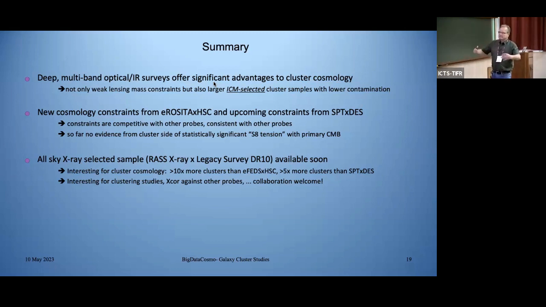And the eROSITA sample itself, we hear that the cosmology analysis is proceeding rapidly now, should be much, much more constraining than what I've shown you with just this test sample. And I've then showed you an all-sky X-ray selected sample, has 10 times more clusters than EFEDS, 5 times more than the SPT cross DES project that Sebastian Bocquet is leading. So we think that'll be very interesting for cluster cosmology. But it's also interesting for clustering studies, for cross-correlation against other probes. And we're certainly very open to collaboration and would like to hear from you if you have ideas of how you would like to use this sample.